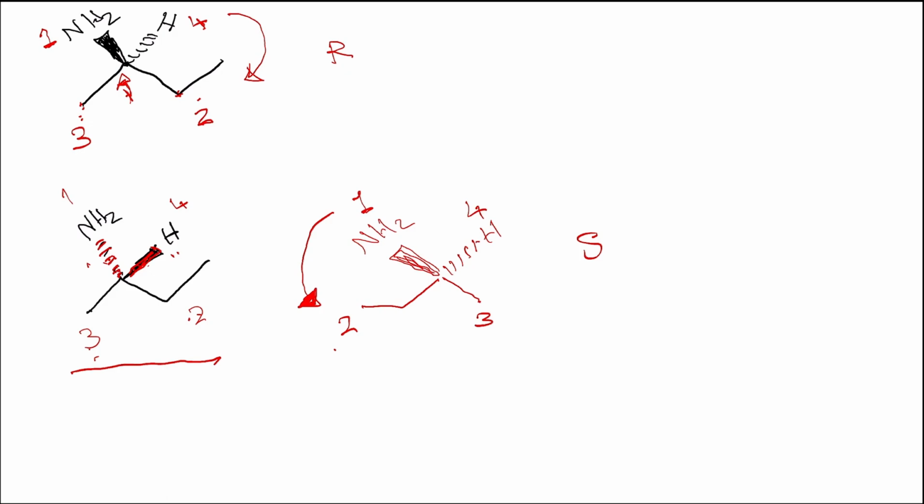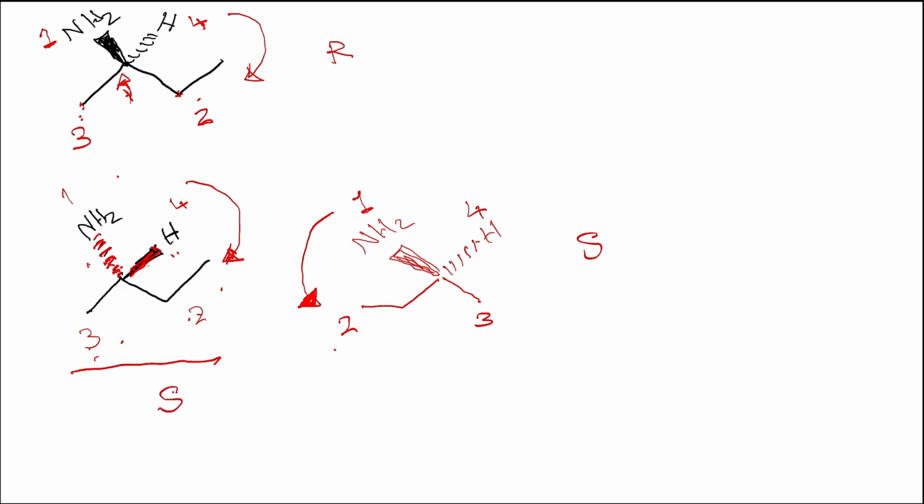Remember that the group that is at the back with this dashed line is not the lowest priority group. So I can just deal with it as if it's the one with the lowest group at the back, and then I'm going to look at how the different groups are arranged. From 1 to 2 to 3, it's clockwise. Right? If it's clockwise, I'm not going to give it the R configuration. I'm straight away going to give it the opposite configuration, which is S configuration.